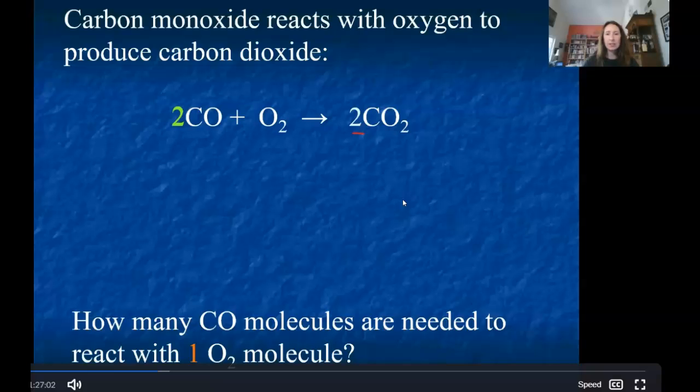I'm going to wait for a few of you this time. And you can just put the number down if you want. Yeah, so you can see if we have 1 O2 molecule, 1 O2 molecule is 2 CO molecules, right? So we're just looking at the relationship between these 2 things.